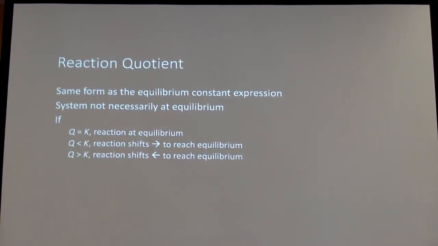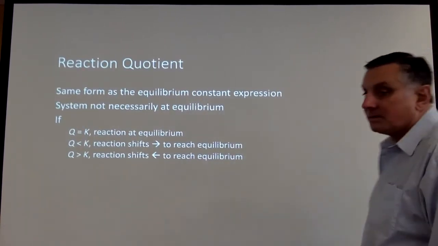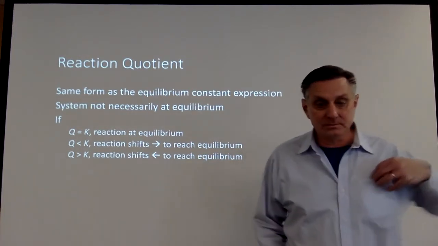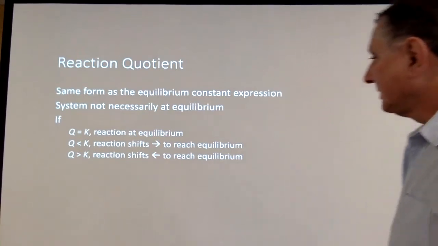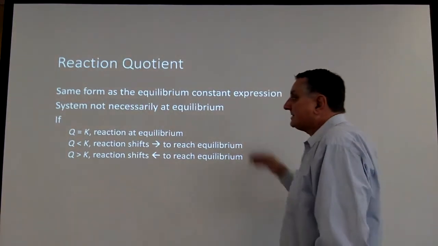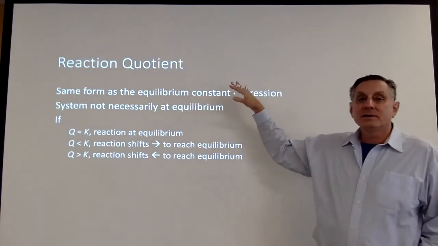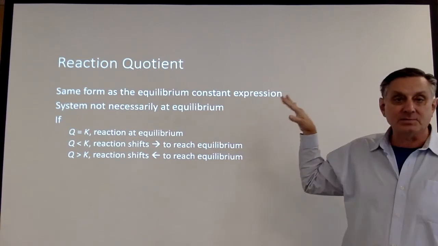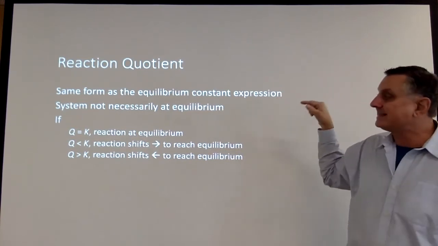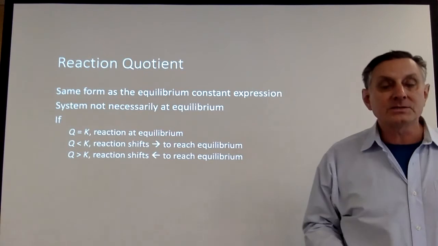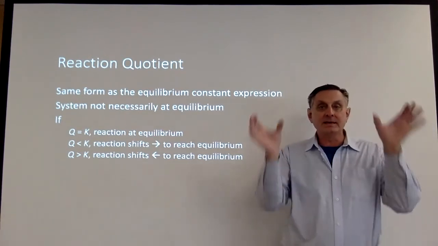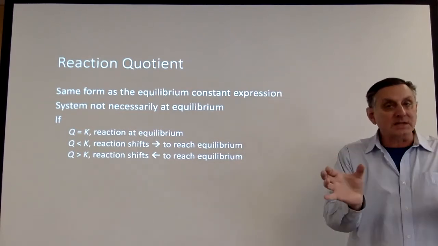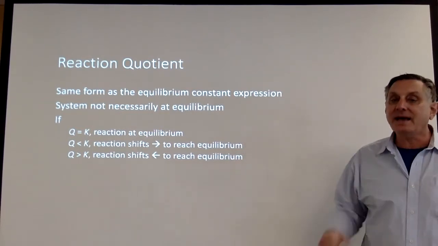Now, before we take the next step here, we need to talk about the reaction quotient. The reaction quotient is called Q. Q has the exact same form as the equilibrium constant expression. The Q expression is the same as the K expression, but the system isn't necessarily at equilibrium. If we're talking about K, the system has to be balanced at equilibrium. In the case of Q, it looks like it, but it doesn't have to be at equilibrium.